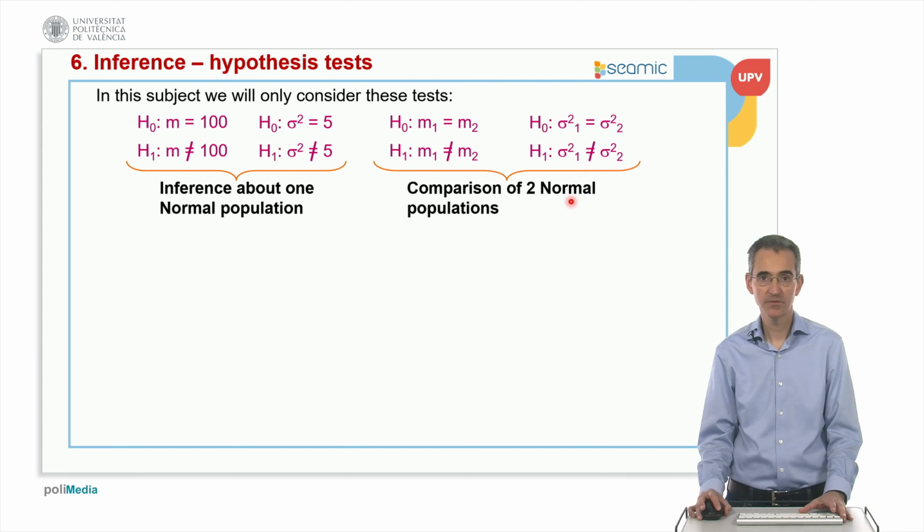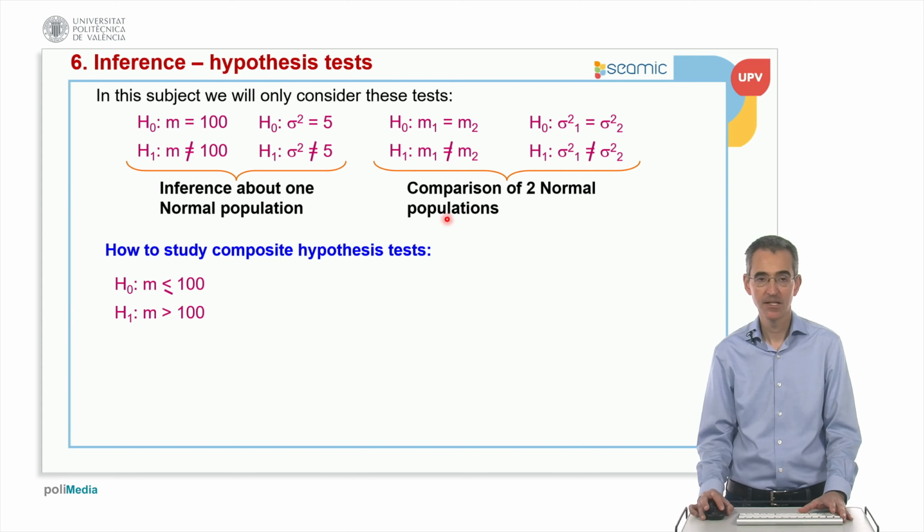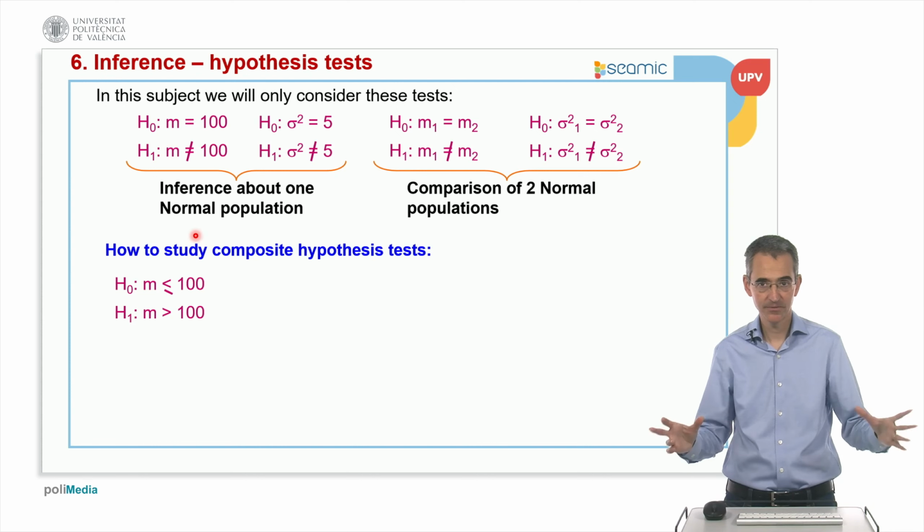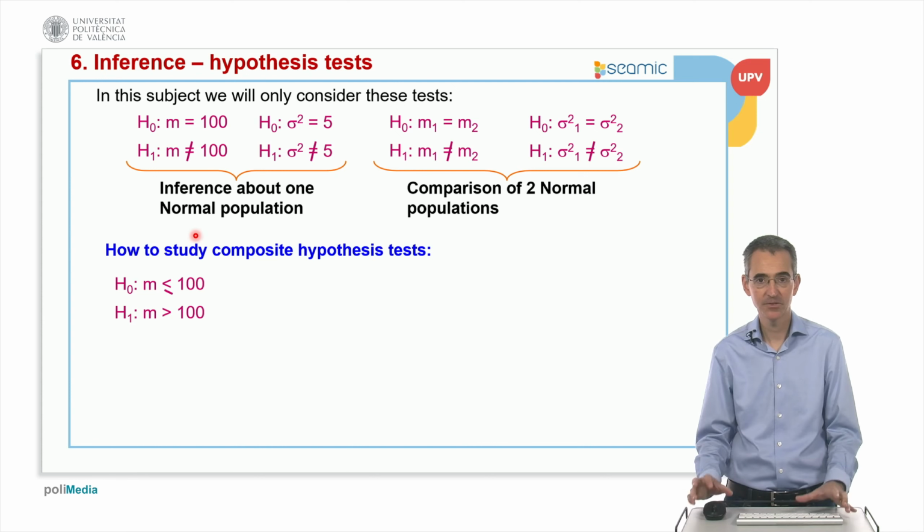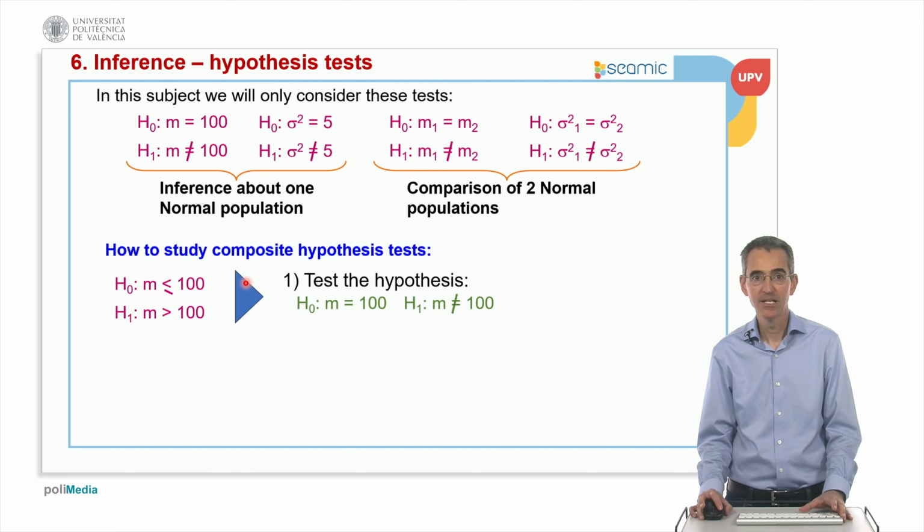This is comparison of two normal populations. Then, although this is not going to be a part of the subject, I'm just going to give rough ideas. How to study the composite hypothesis tests like this? Well, first we should test the simple hypothesis to be equal to a particular value, equal to 100 versus different to 100.